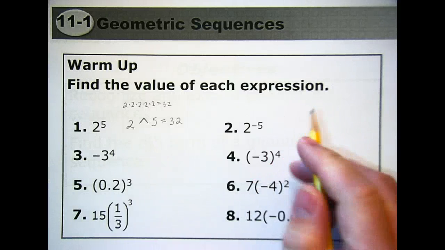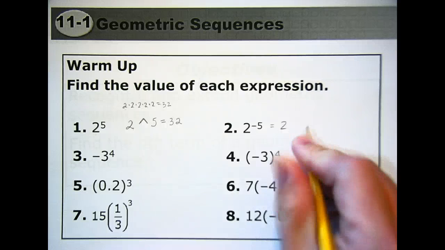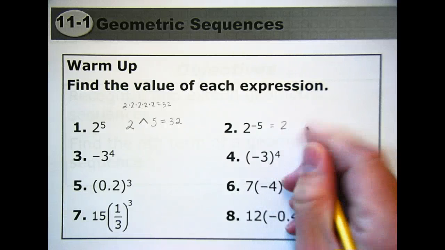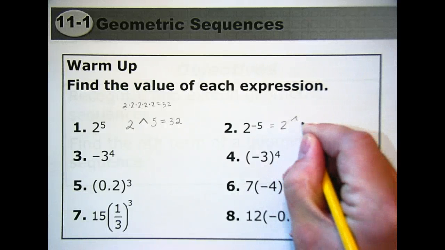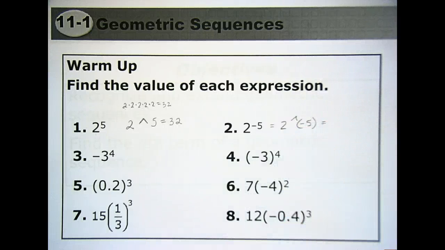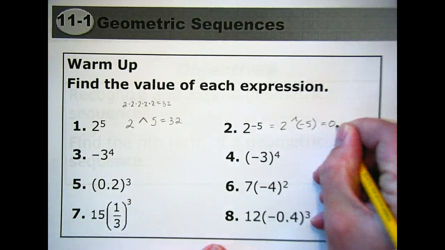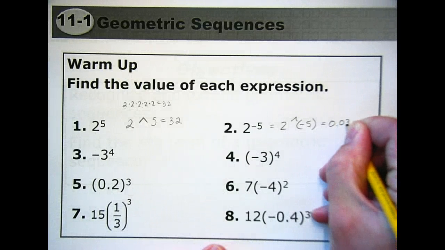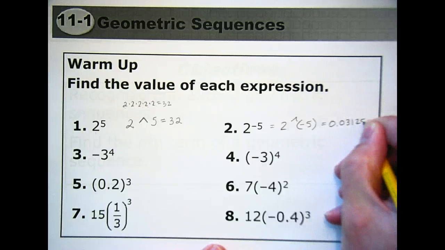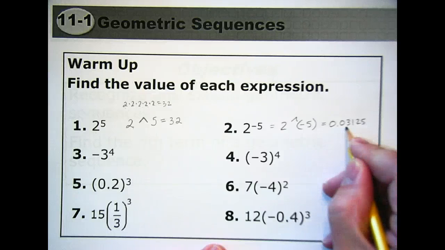2 to the negative 5th. If you're putting this one in your calculator, just make sure that you put that negative 5 in parentheses. It's always good to put it in parentheses. It's a good habit to get into. So 2 to the negative 5th, what do we get there? Oh, a bunch of you had decimals on it. 0.03125.